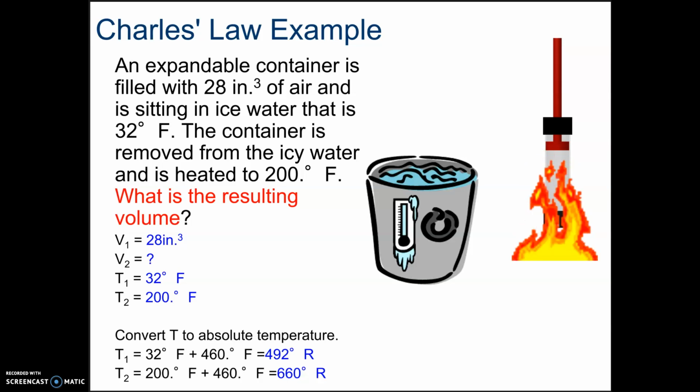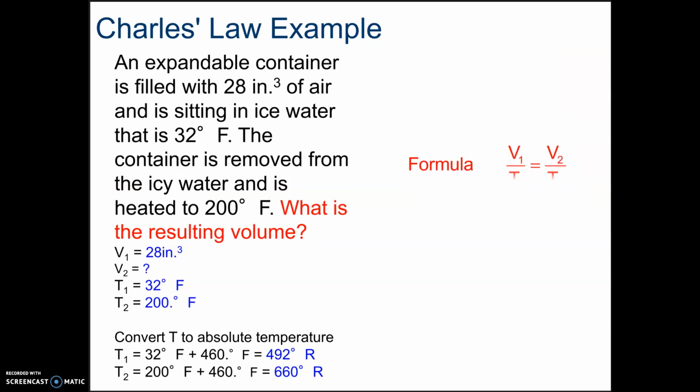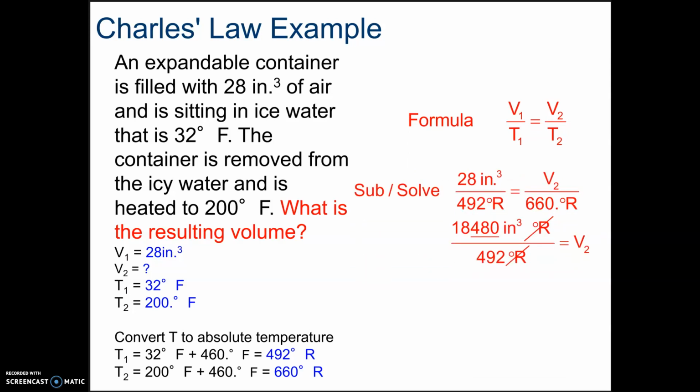We're just adding 460 degrees, and that gives us 492 Rankine, as well as 460 to 200, which gives us 660. Now let's plug it into our formula, that ratio. V1 over T1 equals V2 over T2. It's going to look something like this. We multiply by 660 on both sides, and that gives you V2 being 38 cubic inches in the end.